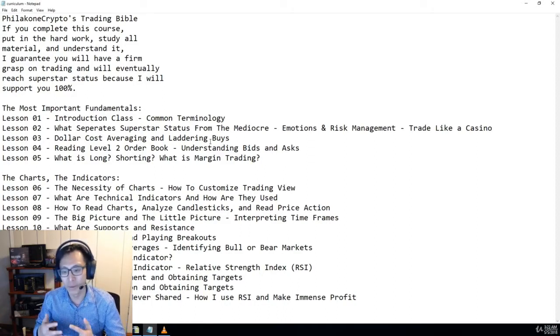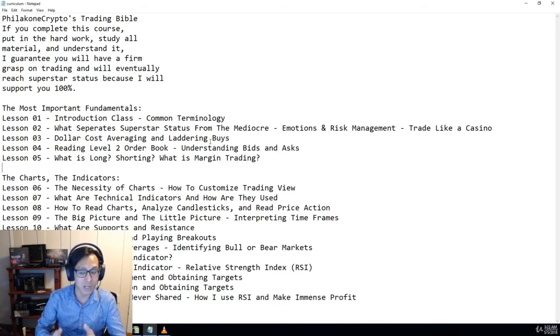And then we talked about reading level 2 order books, understanding bids and asks. The level 2 order book is simply the order book. The bids are the people that are buying, and the asks are the people that are selling. And we were talking about how momentum changes can swing very quickly based on what we're looking at in the level 2 order book. And the level 2 order book gives us the best real gauge and real momentum swing. So now, welcome to lesson 5, guys.